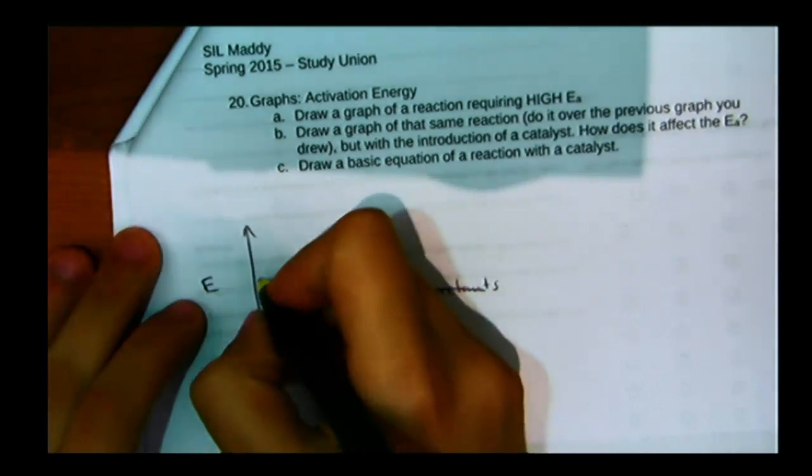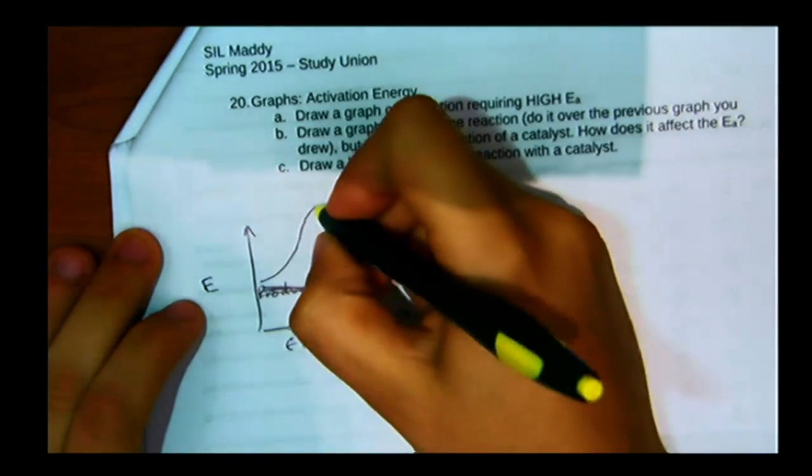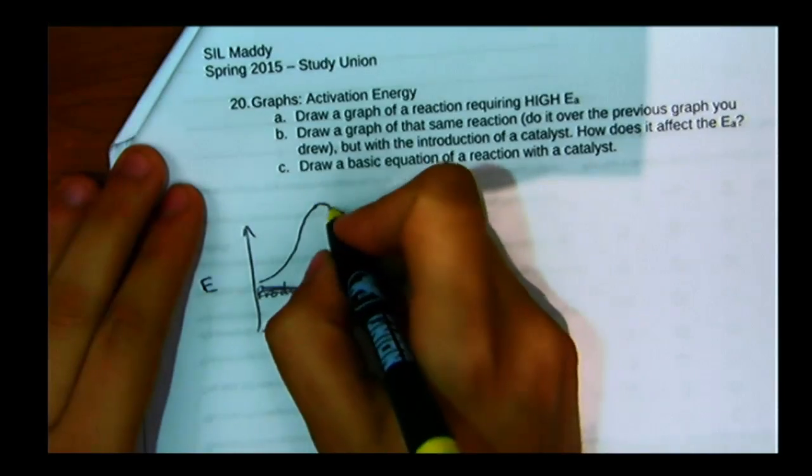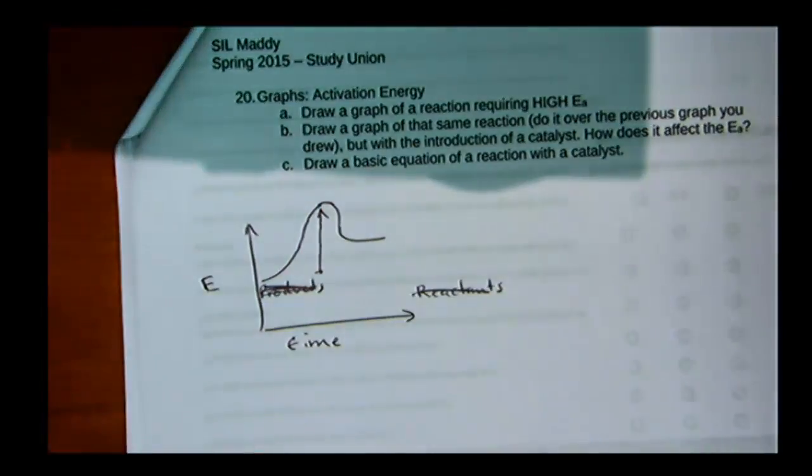Well, it's going to be extremely tall, right? And then do you want it to be exothermic or endothermic? Endothermic, let's say. So it's going to go like that. So this would be your activation energy, all of that. It's going to take a lot to climb that hill, and that's why it's really hard to have spontaneous reactions when you have a high EA.